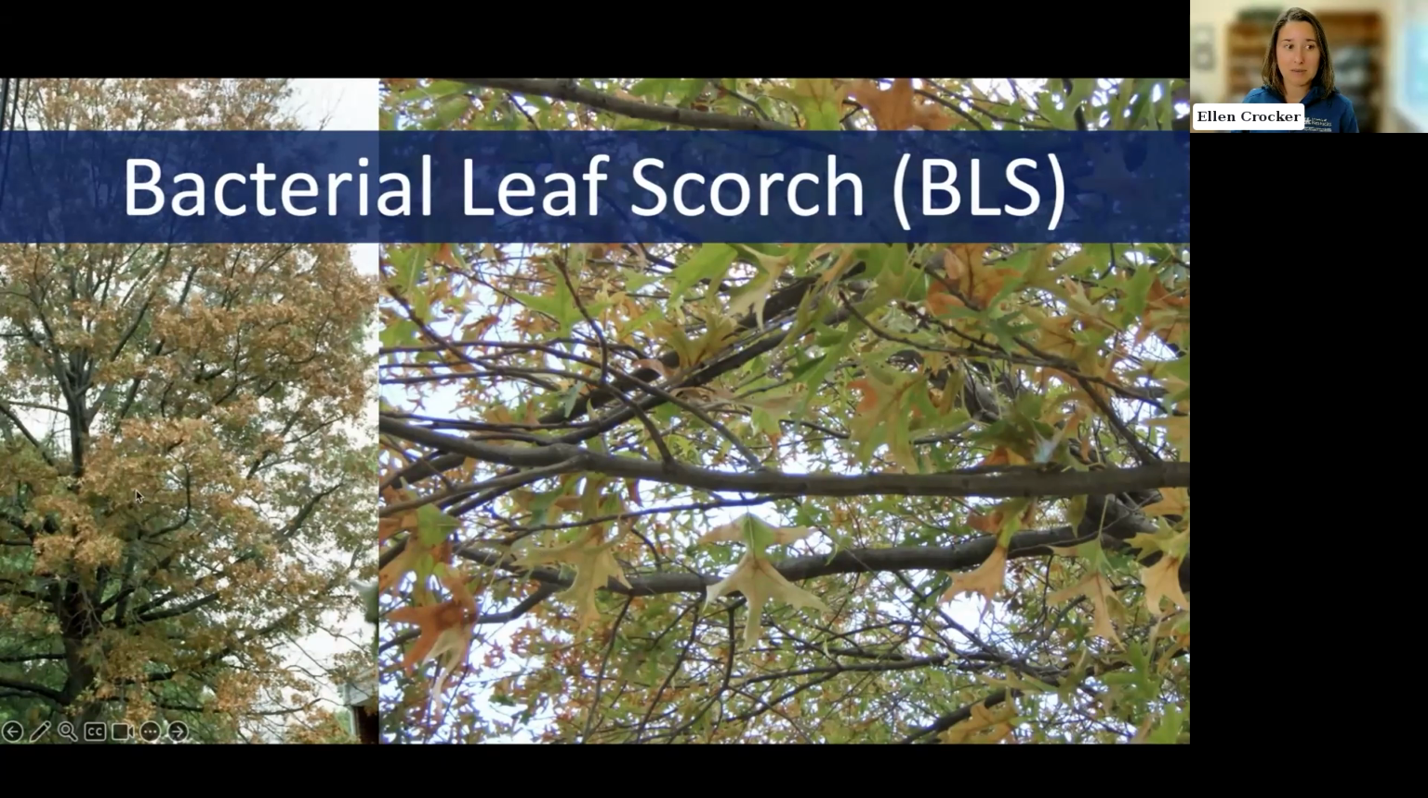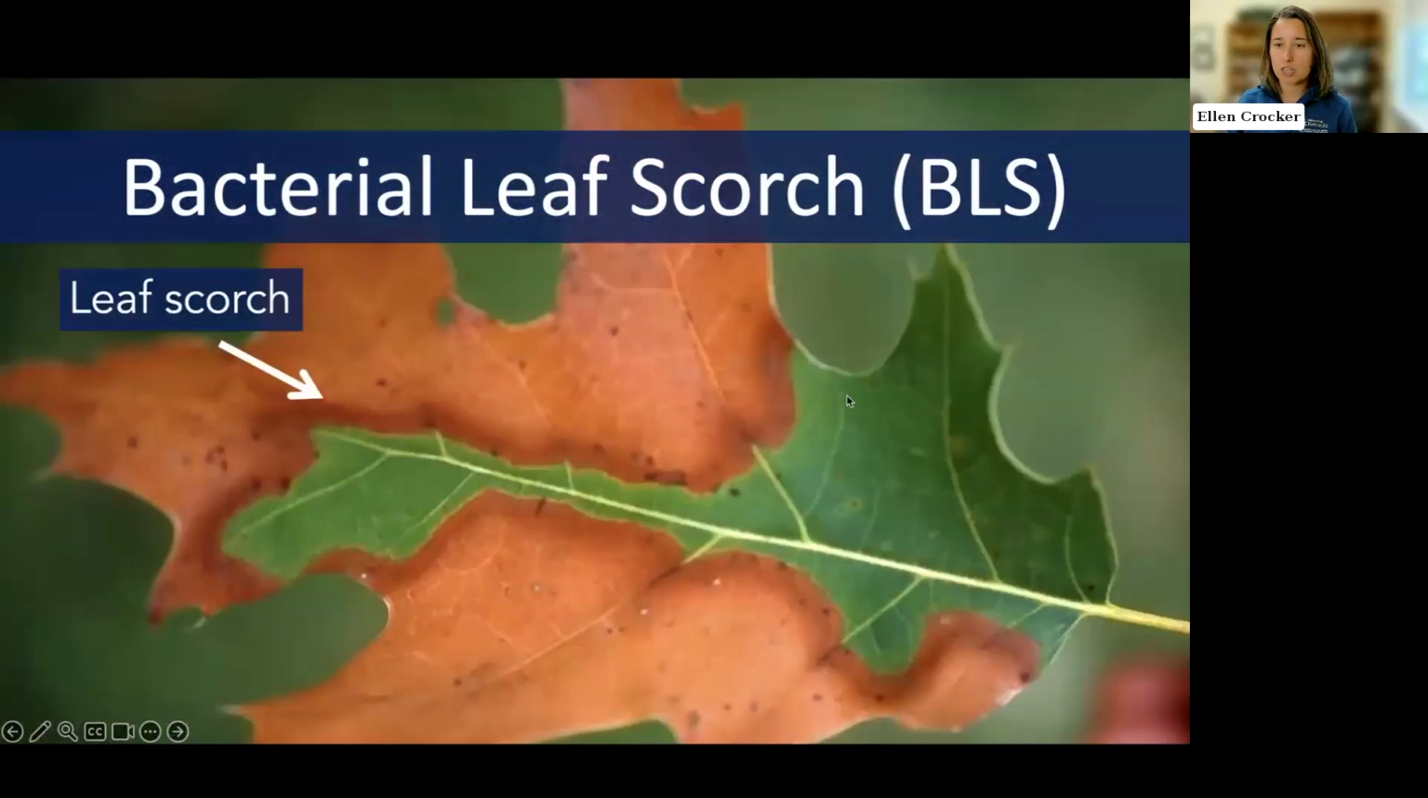So you're going to see symptoms like the canopy turning brown in the late summer, early fall. You're going to see these scorched leaves. But bacterial leaf scorch, while it is a lethal disease for trees, it is much slower. It's going to take many, many years, little by little over time. It's going to cause the death of individual branches and eventually the death of the tree, but it's going to happen kind of over a much longer period of time.